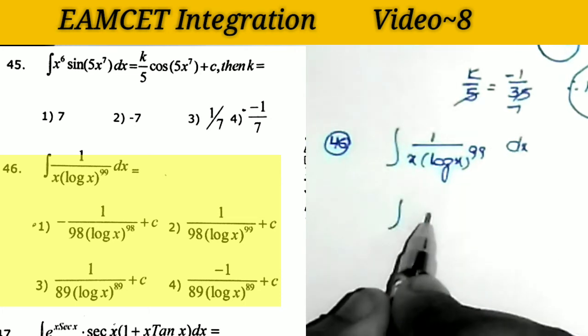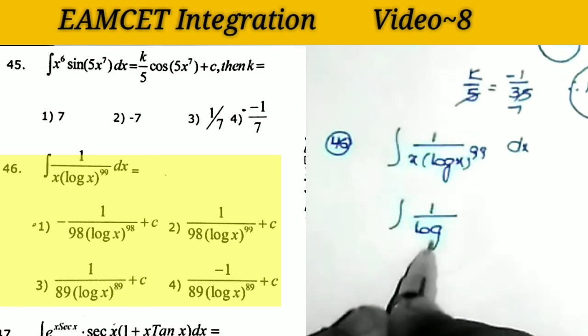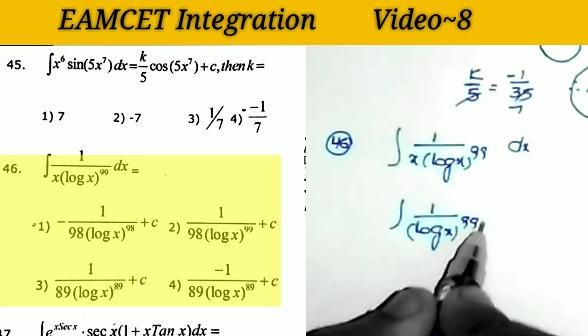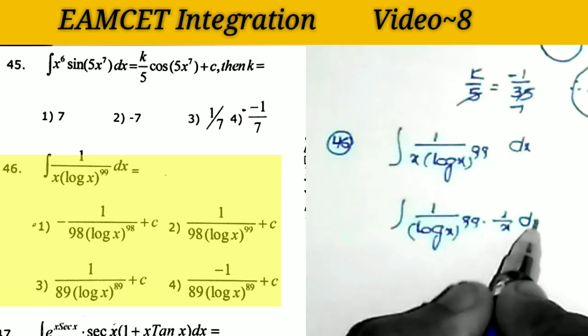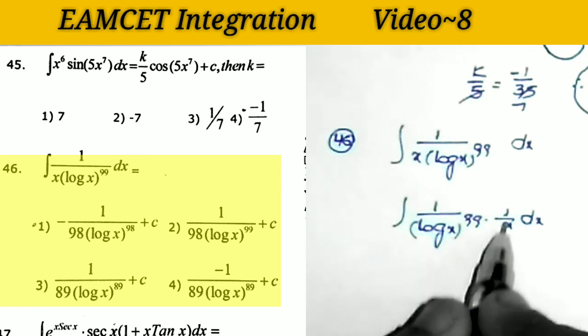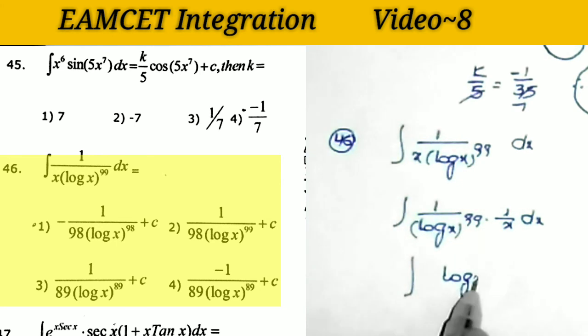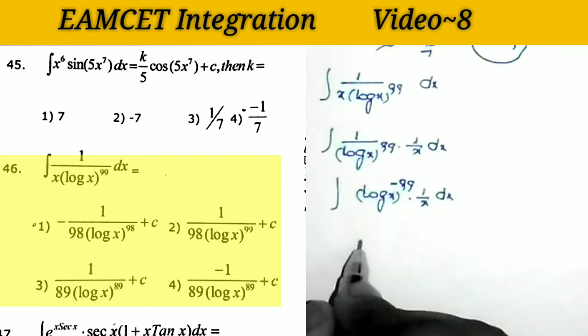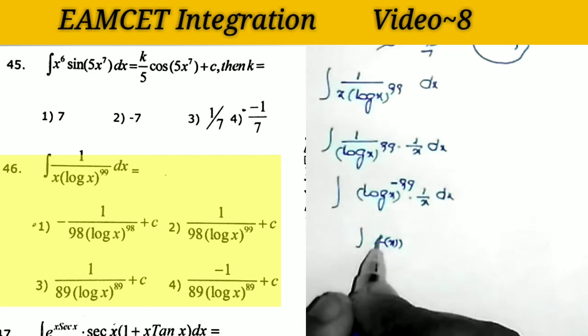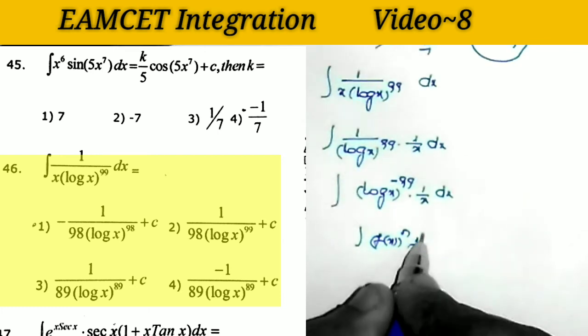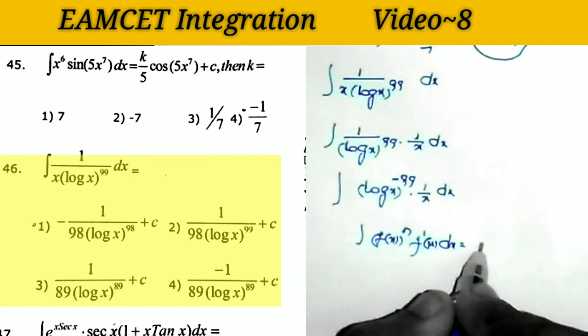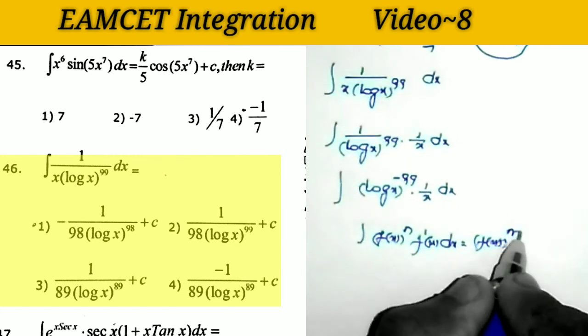Now this is equal to, first I take this value as 1 by log x whole power 99 into 1 by x into dx. See here, the derivative of log x is equal to 1 by x, and we have the power also. So I write this value as log x whole power minus 99 into 1 by x dx. Now this is in the form of f of x whole power n into f dash of x into dx. Now what is the answer? F of x power n plus 1 by n plus 1 plus c.